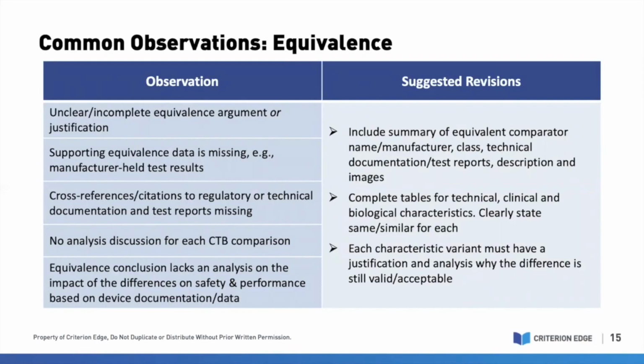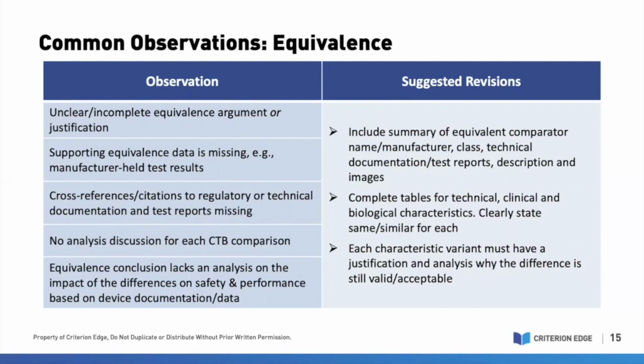Common observations in equivalence is that there are unclear or incomplete equivalence arguments or justifications. Supporting equivalence data or test results are missing, or there is inadequate cross-referencing to internal source documentation. Justification and analysis must be present for each CTB characteristic that is not the same, and the impact of the differences on safety and performance must be based on device documentation or data.